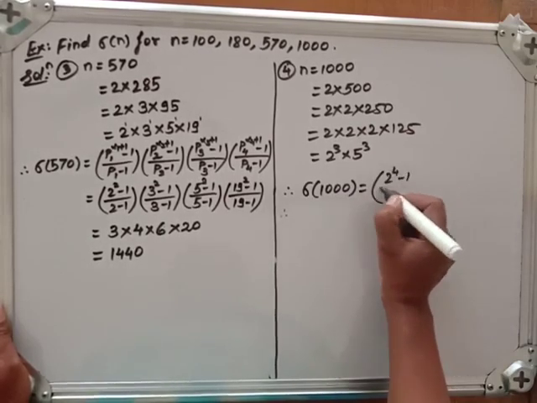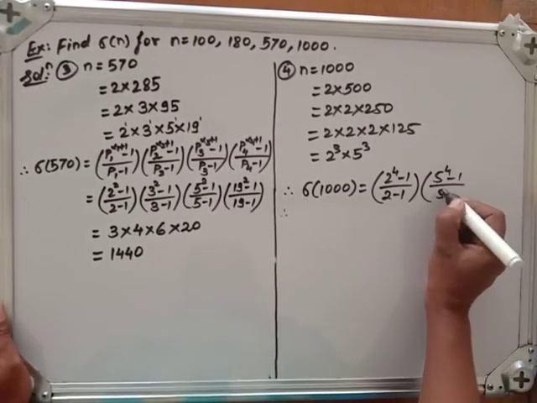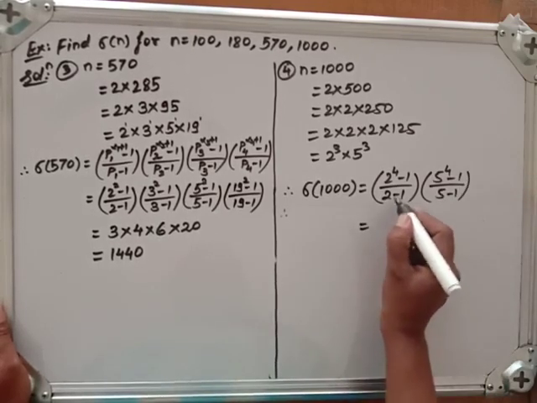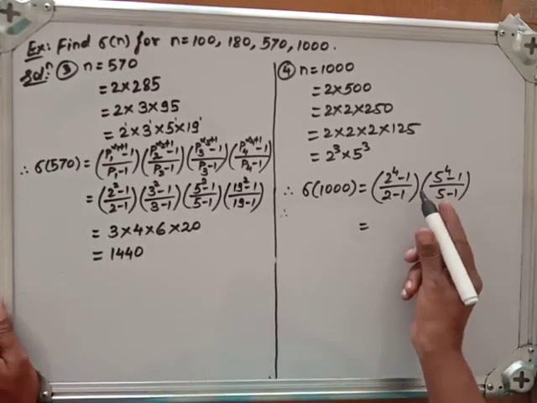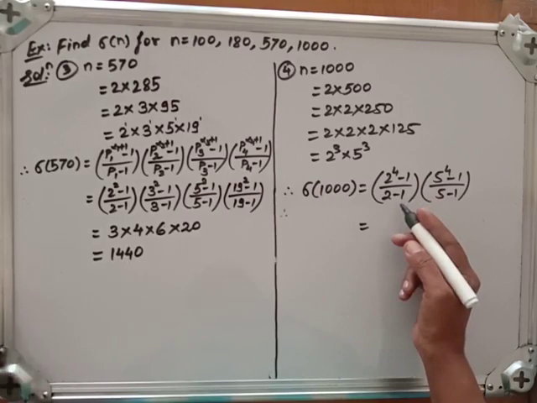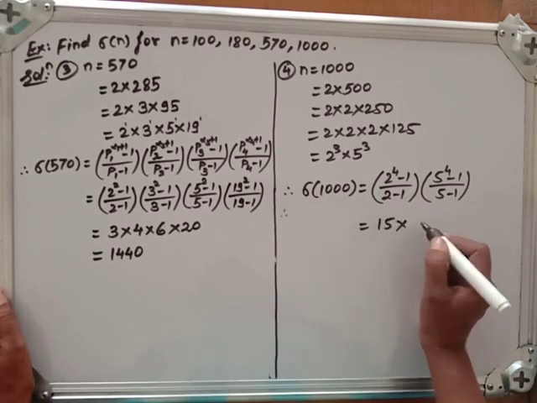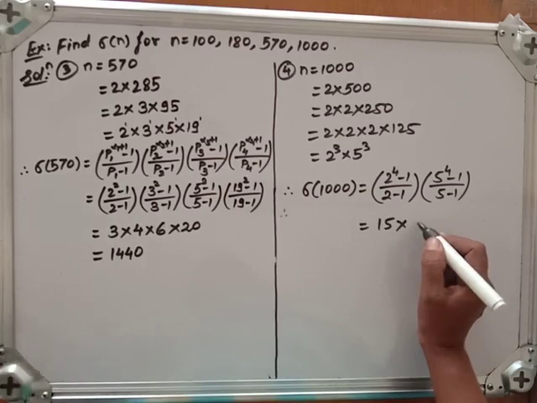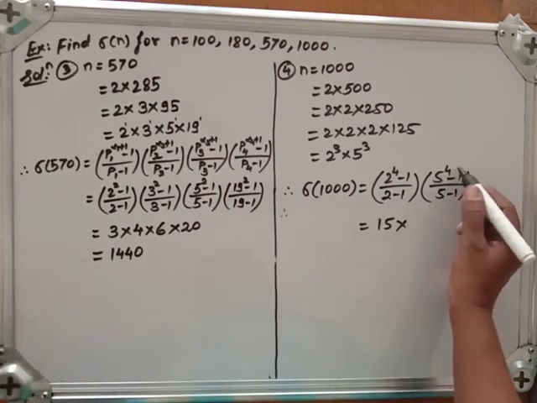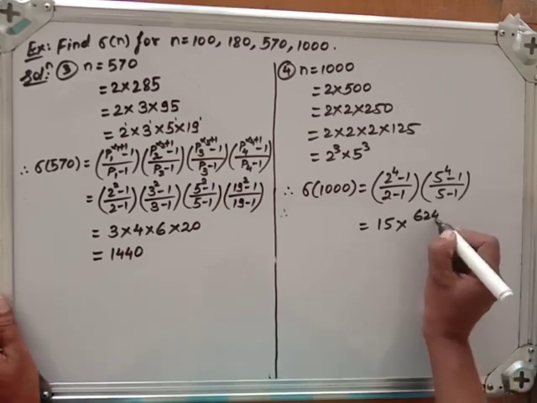2 raised to 4 minus 1 upon 2 minus 1 into 5 raised to 4 minus 1 upon 5 minus 1. So this is 2 raised to 4 means 16 minus 1, 16 minus 1 will be 15. 15 by 1. Okay, 15 into, this is 5 raised to 4. 5 raised to 4 is how much? 625. 625 minus 1 will be 624 upon 4.